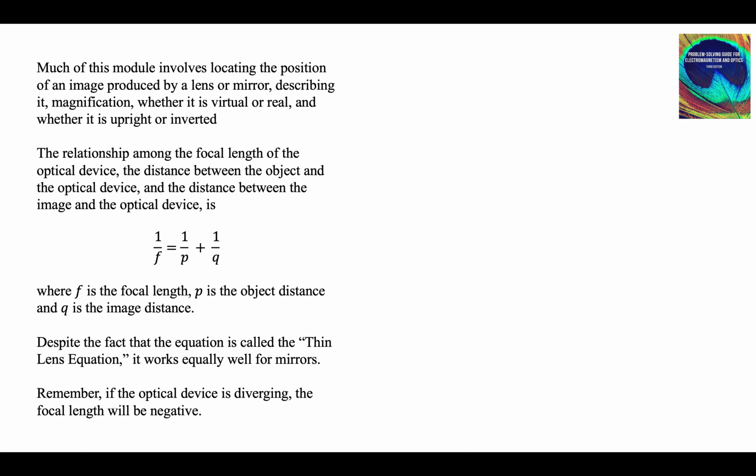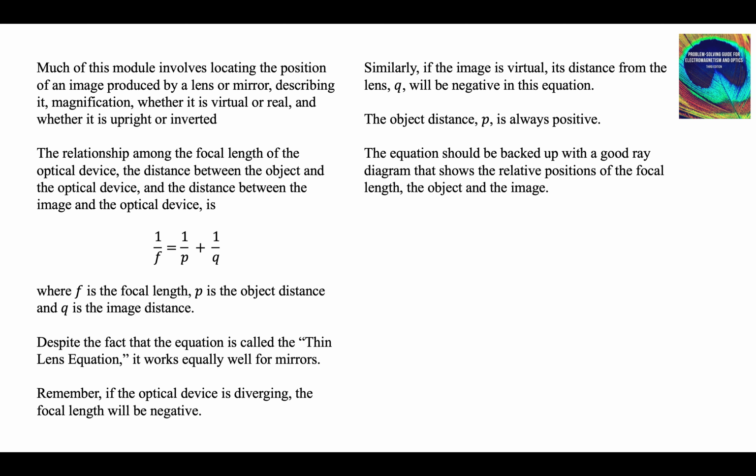the distance from the image to the optical device. If it's a diverging lens or mirror, the focal length will be negative. You have to plug in negative f into this equation, or else you get the wrong answer. If the image is virtual, its distance from the lens, q, will be negative in the equation. The object distance, p, is always positive. So this equation is one way to see what's going on, but you should always back it up with a good ray diagram that includes the relative positions of the object, the image, and the focal length.